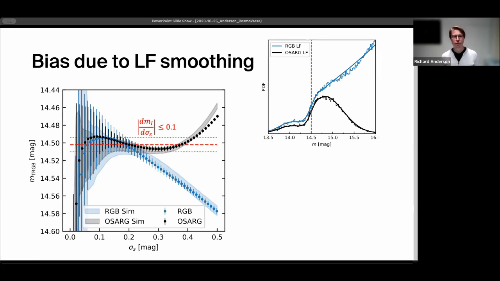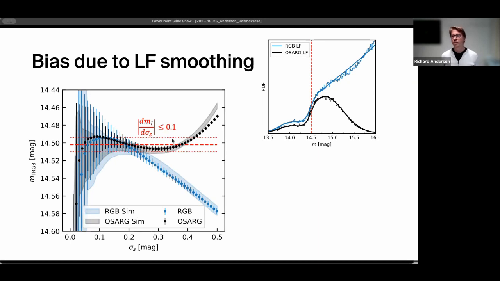Because if you look at these blue dots here, this is if you use all the red giant stars in the sample. Ideally, you wouldn't want any smoothing. You would just use the luminosity function, but that obviously has very high error, and it also doesn't seem to be the best measurement in the first place. There's also bias here in the center value. So how do you select really a good value for sigma s?